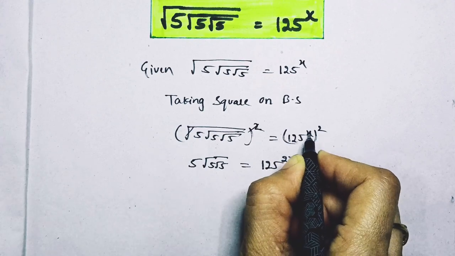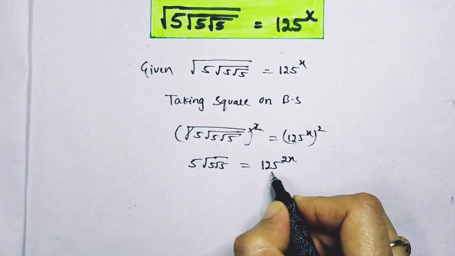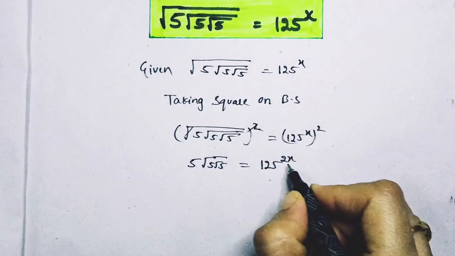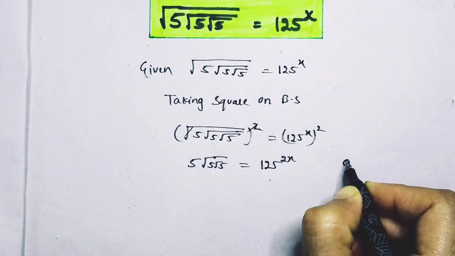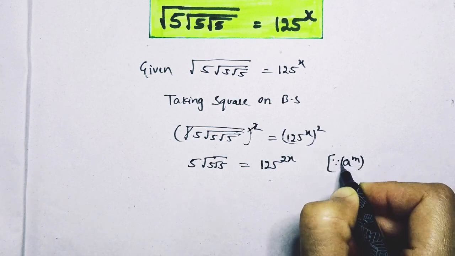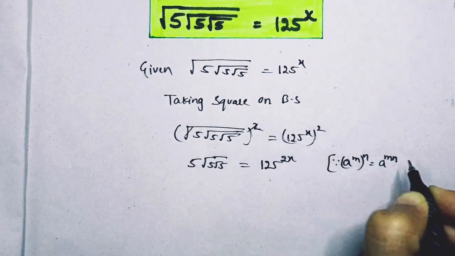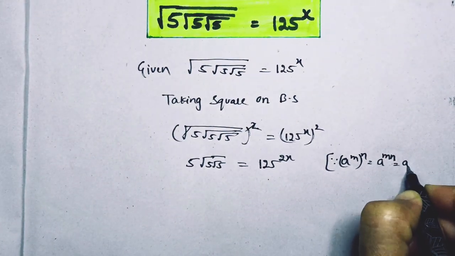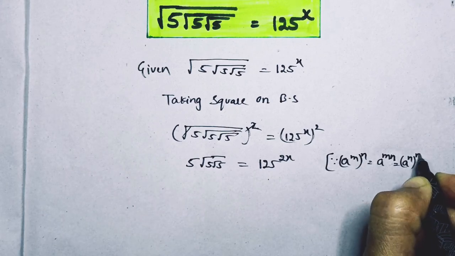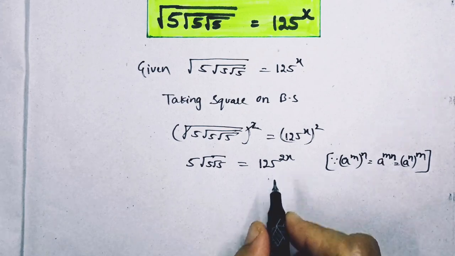Here 125 power x into 2 is 125 to the power 2x. This has come according to the formula. We know one formula, a power m whole power n can be written as a power mn, or else we can also write it as a power n whole power m. So according to this formula, we have written this step.